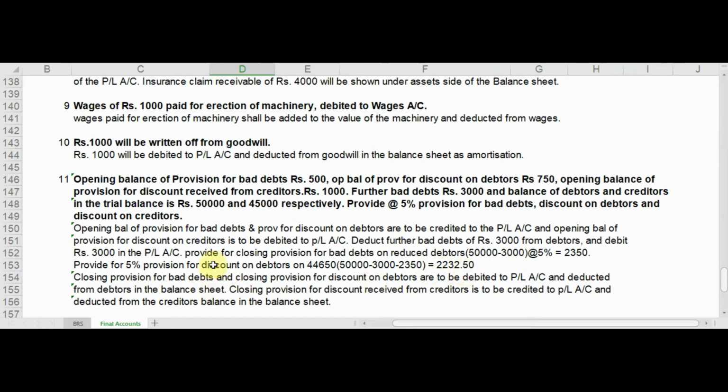2232.50. Next, closing provision for bad debts and closing provision for discount on debtors are to be debited to PL account and deducted from debtors in the balance sheet. Closing provision for discount received from creditors is to be credited to PL account and deducted from the creditors balance in the balance sheet.